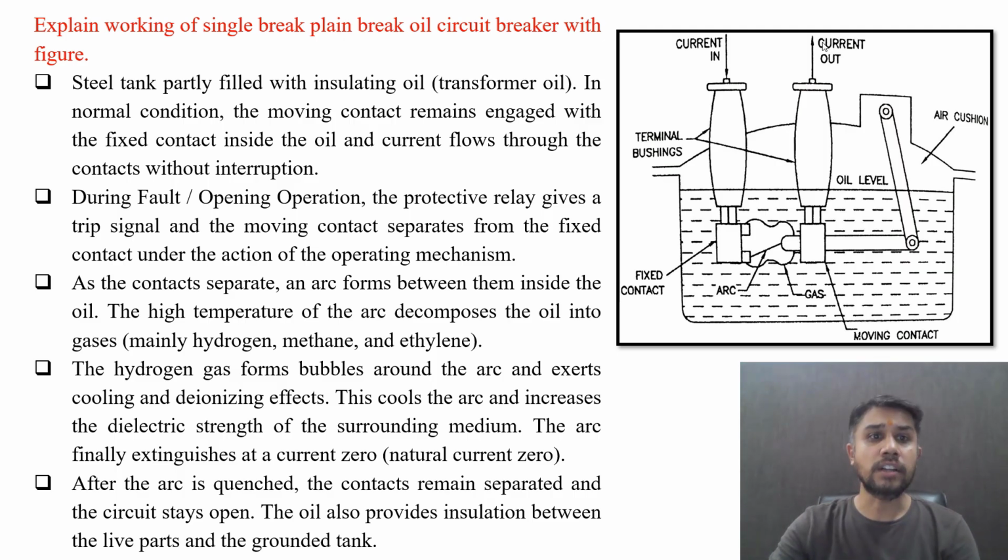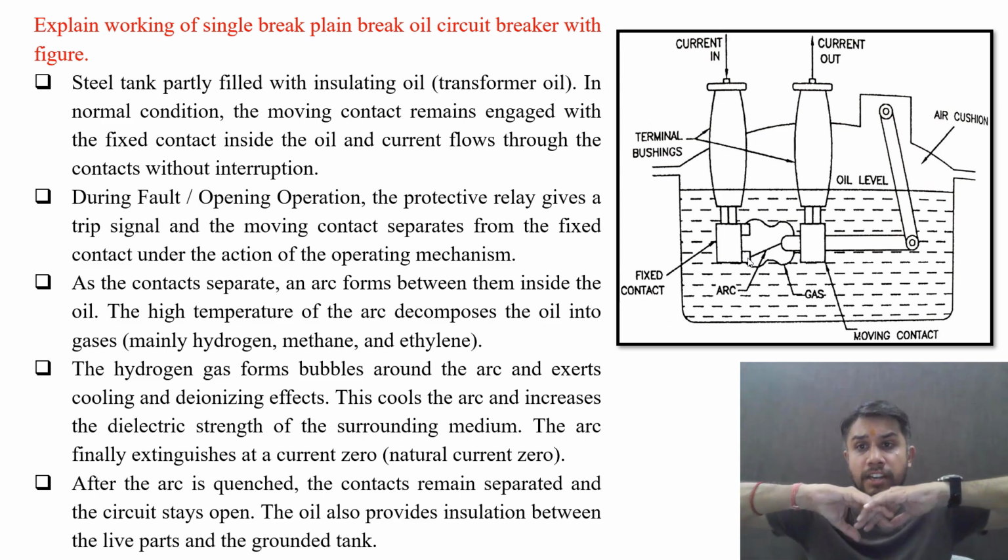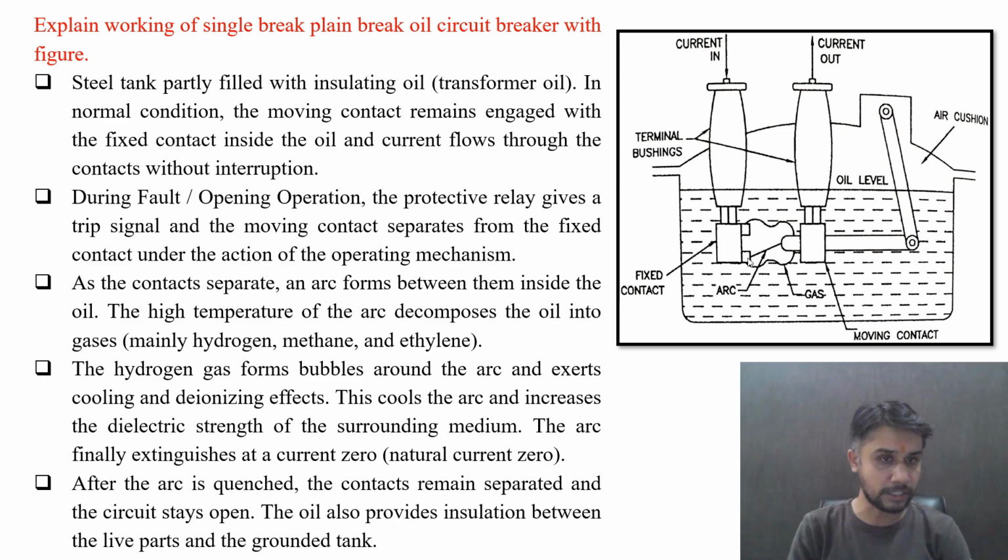Now during the fault condition or opening operation, the protective relay gives a trip signal to the circuit breaker trip coil, which energizes and operates the breaker contacts, and the moving contact separates from the fixed contact. Under this action, the operating mechanism operates and the fixed contacts and moving contacts are separated like this. As the contacts separate, an arc forms between them inside the oil.